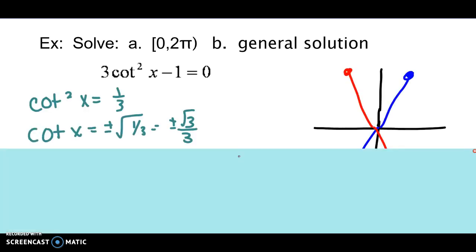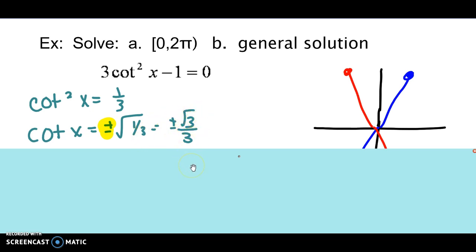Okay, so let's check our answers here. When you solve, you get cotangent of x equals plus or minus. That's critical that you have both positive and negative. Plus or minus square root of 1/3, which, by the way, I don't have it written here, but this is the same thing as 1 over square root of 3.